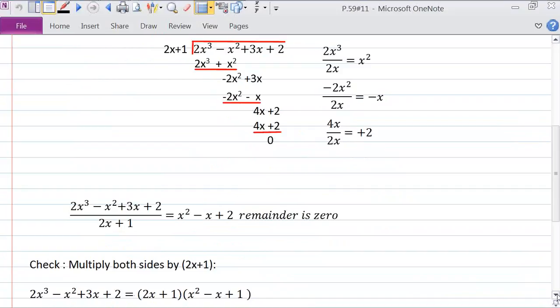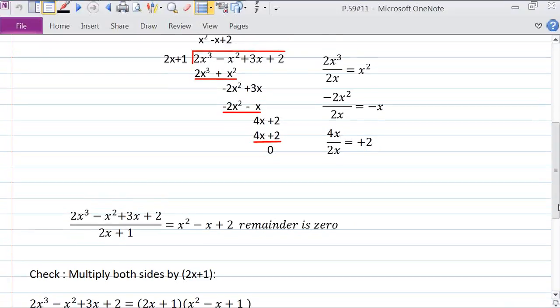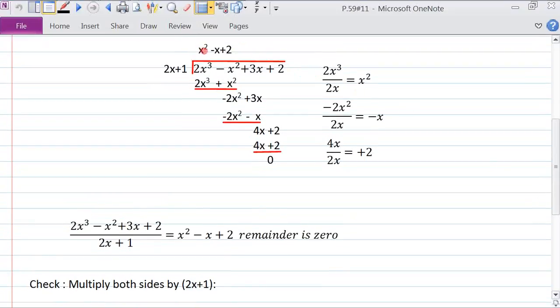So what we're saying is that 2x cubed minus x squared plus 3x plus 2 divided by 2x plus 1 is equal to x squared minus x plus 2. So we have this right here, and the remainder is 0.